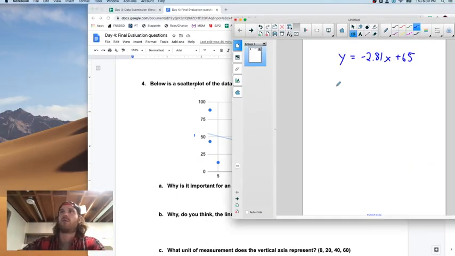Okay, so our numbers are a little different, but they're pretty close. If you remember from algebra, this number represents the slope or the rate of change.